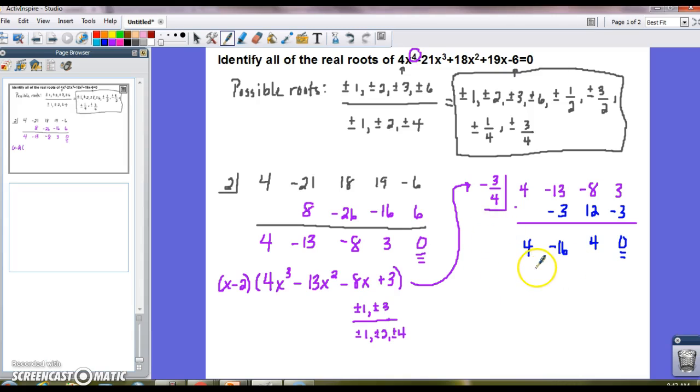And now I have this new polynomial. Because this was the cubic, my new polynomial starts with x squared. So I have 4x squared minus 16x plus 4 is equal to 0. I'm just going to go on to a new screen here.